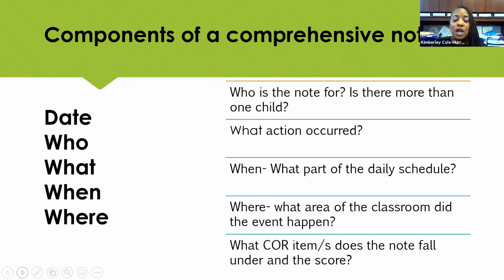Was it on the carpet? Was it at the table during small group? So all of these components should be included in your note. The very last line says, what core item does this note fall under to score? Now, you do not have to put that inside of your anecdotal note, but you want to be aware as to where I'm going to place this note. Why is this observation meaningful? What information am I getting from it? And what is it telling me about the development of the child? So even though you do not have to include that within your note, keep in mind where you're going to place your note.